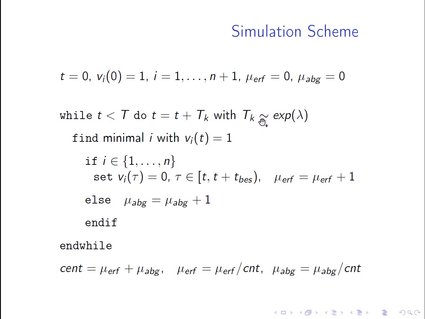Having this arrival of the customer or the query, we then need to find the minimal i where we have an open line. So we need to find the minimal i with v_i(t) equal to 1. Well, if a real line is open, so if this i is from 1 to n, then we make this line occupied by setting v_i(τ) equal to 0 for τ running now between t and t plus the working time which is needed. So then this is the i we found.